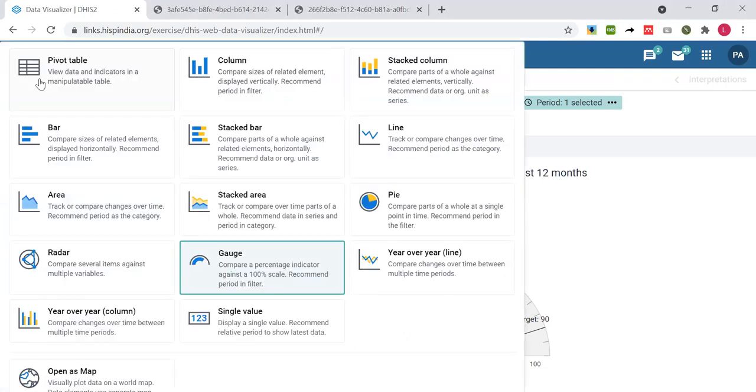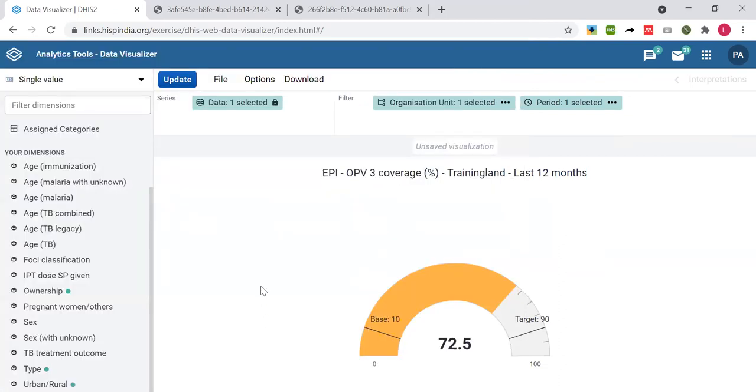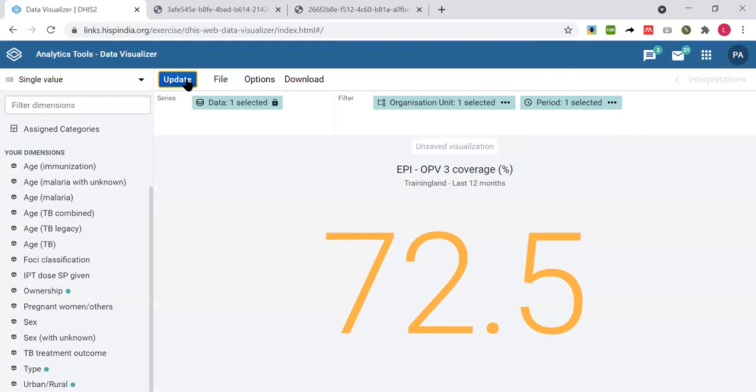Let me move on to the next chart type, which is single value. Right, so I will click on single value, this one, and I click on update, right? And let's see what happens. There you go, right? So previously we had the value 72.5 in the gauge chart, because basically gauge chart and single value chart do the same thing, right? It's just that it's a single number value that you are showing.